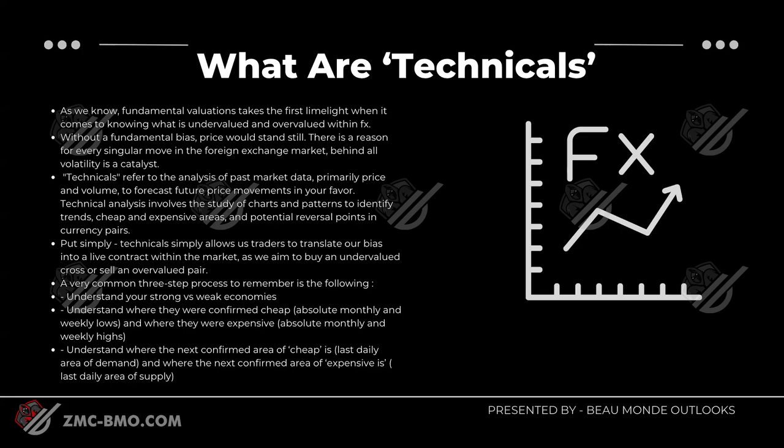A very common three-step process to remember is the following. First, you understand your strong versus weak economies. Secondly, you understand where they were confirmed cheap, so the absolute monthly and weekly lows, and where they were confirmed expensive, the absolute monthly and weekly highs. Understand where the next confirmed area of cheap is, which is the last area of daily demand, and where the next confirmed area of expensive is, which is the last daily area of supply.